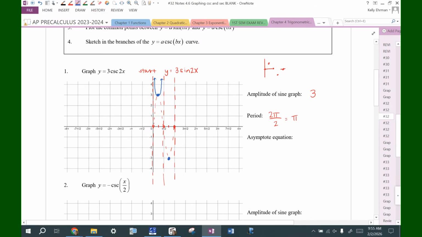And I'm not requiring you to plot any extra points on here, but just try to fit the branch into the width of the asymptotes.